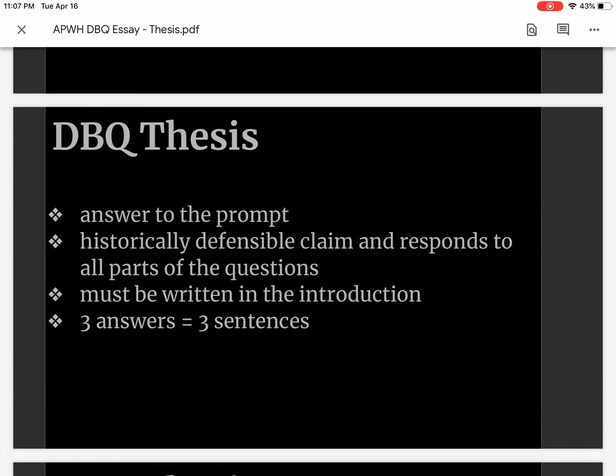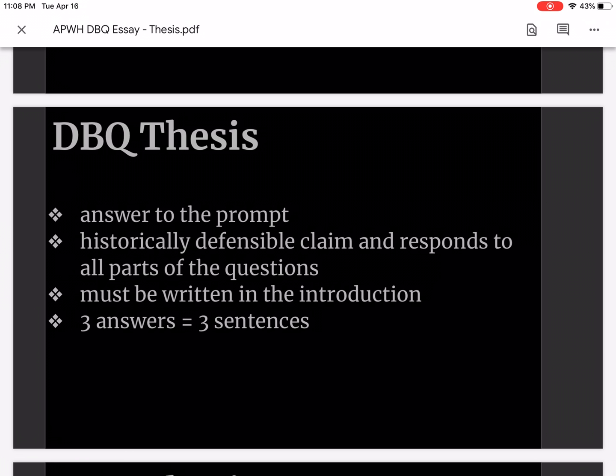Responding to all parts of the question. That means that if you're asked for more than one thing, then that has to be presented in your thesis. For example, if it asks for a comparison, which is similarities and differences, then you would need at least one similarity, at least one difference, and then the third answer could be either one. So if it asks for similarities and differences, then you must provide at least one of each.